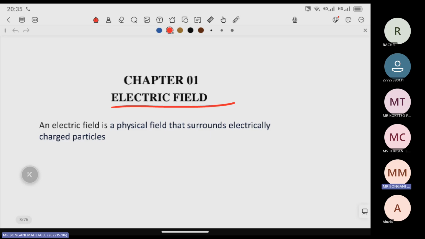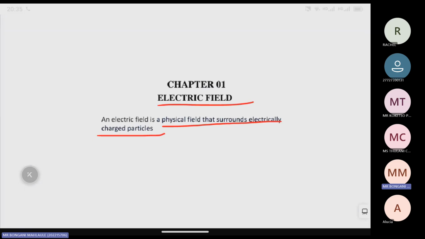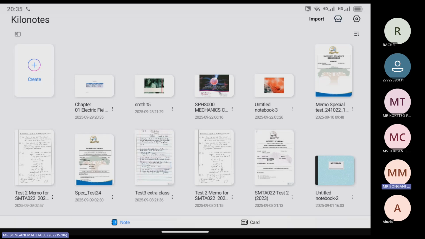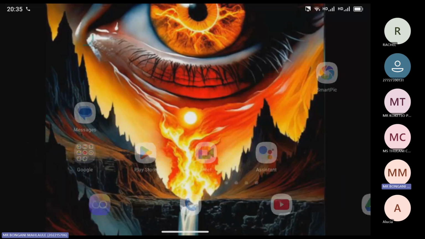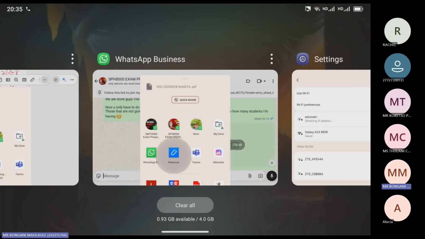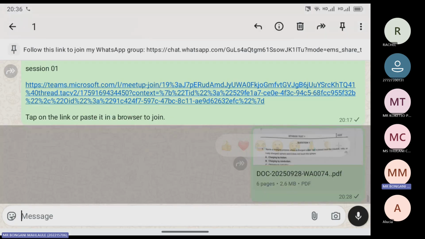They ask you what's an electric field. You say an electric field is a physical field that surrounds electrically charged particles. So I'll also try to go to the question paper. Let me see if that paper is there. Okay, let me share the question paper here. This one.